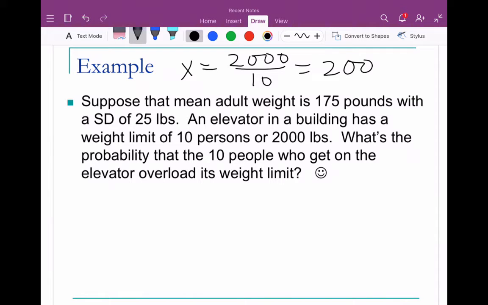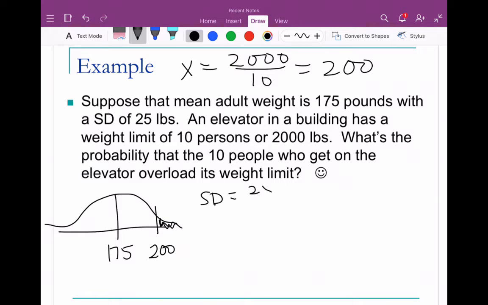I'm going to sketch the normal model because that's what we're going to use to solve this. And our mean is 175. And again, we're looking for the average person to weigh over 200 pounds on the elevator. So we're looking for that little shaded area right here. So we know our mean is 175. We need to know our standard deviation. Our standard deviation is going to be 25 over the square root of our sample size, which is 10 people, and that ends up equaling 7.9.